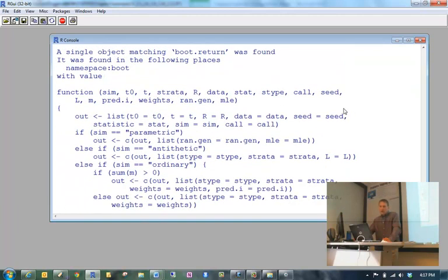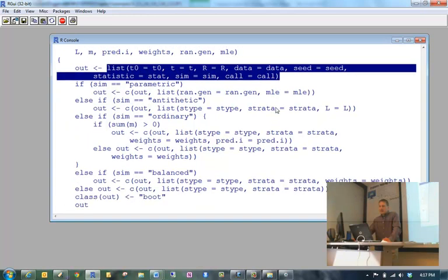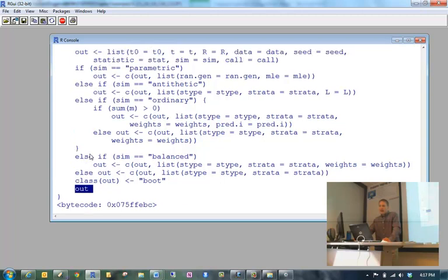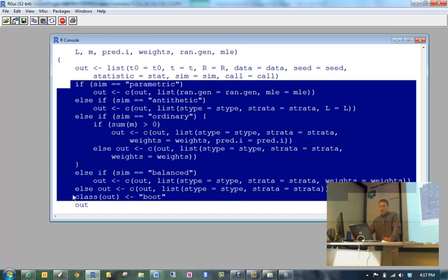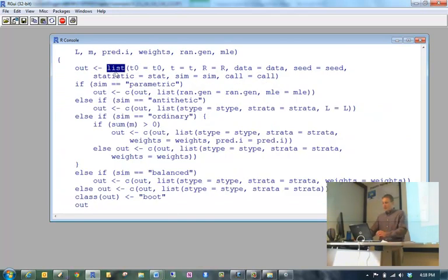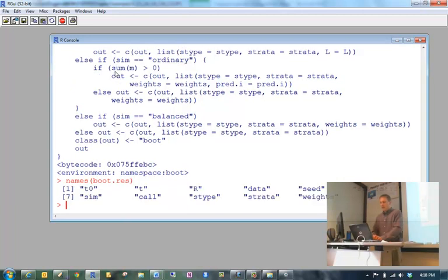The main reason we want to look at this is that you immediately see something called out, which gets a list. Look at the very last line: out. The rest of the code in between just adds some stuff to out, like for example the class. You can look at it on your own, but the key thing is that this is a list. So if what's inside boot.res is a list, I can say names(boot.res) and see the names of the items in the list.